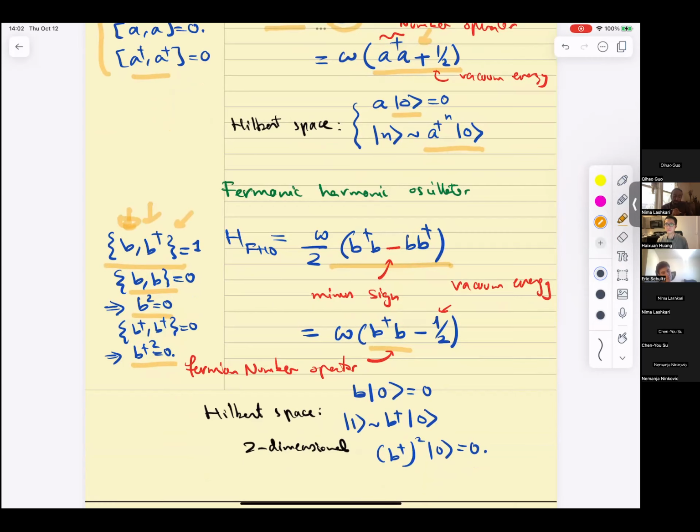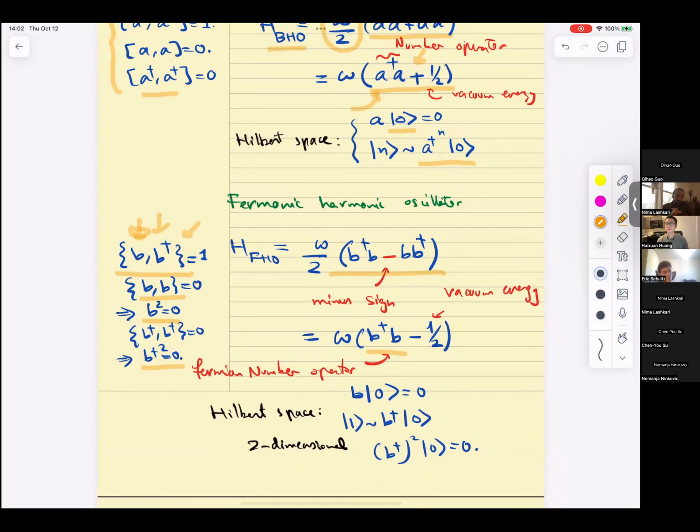Now, this resembles the bosonic harmonic oscillator, where this is a number operator. This is a fermionic number operator. There's a vacuum energy, there's a shift, but this one is now minus.